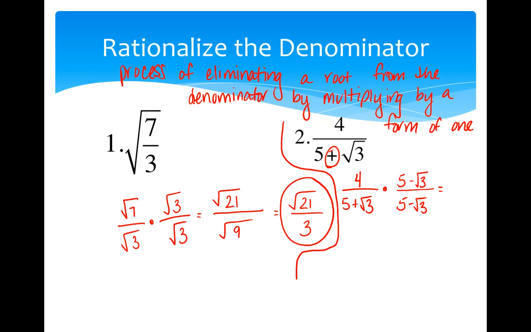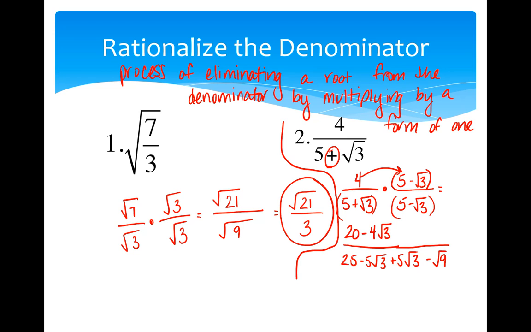Whatever I do on the bottom, I also have to do on the top. So what I have here is just the distributive property in the numerator. So 4 times 5 is 20. And then here, 4 times negative square root of 3 is negative 4 square roots of 3. The 4 is outside, it remains outside. The 3 is underneath, it remains underneath. On the bottom, we're going to distribute again. So I have 5 times 5, which is 25. 5 times negative square root of 3, that's minus 5 square roots of 3. Square root of 3 times 5 is plus 5 square roots of 3. And then square root of 3 times negative square root of 3 is minus the square root of 9.